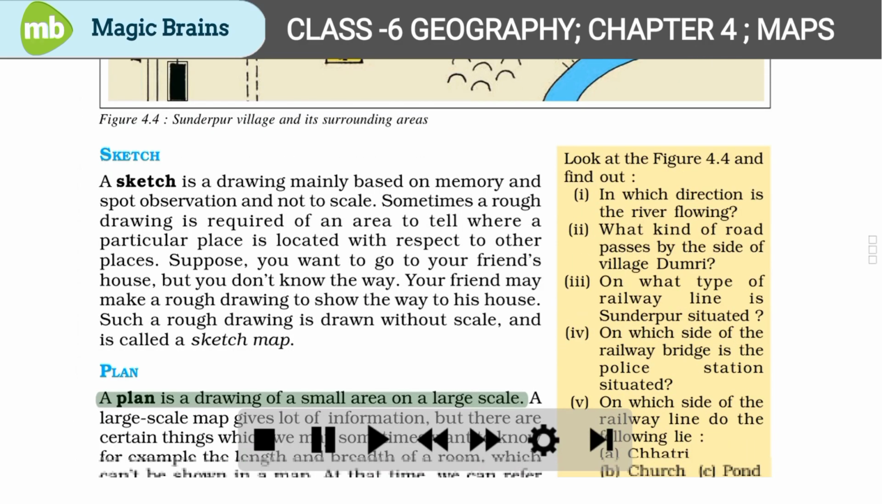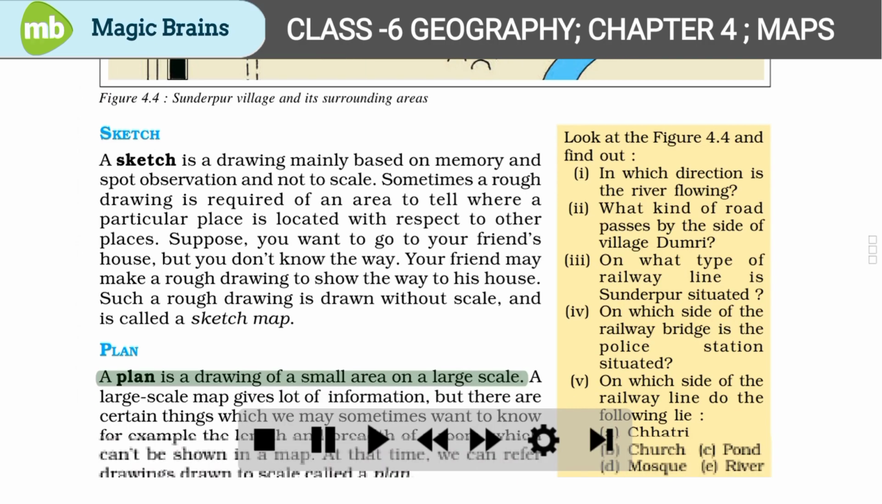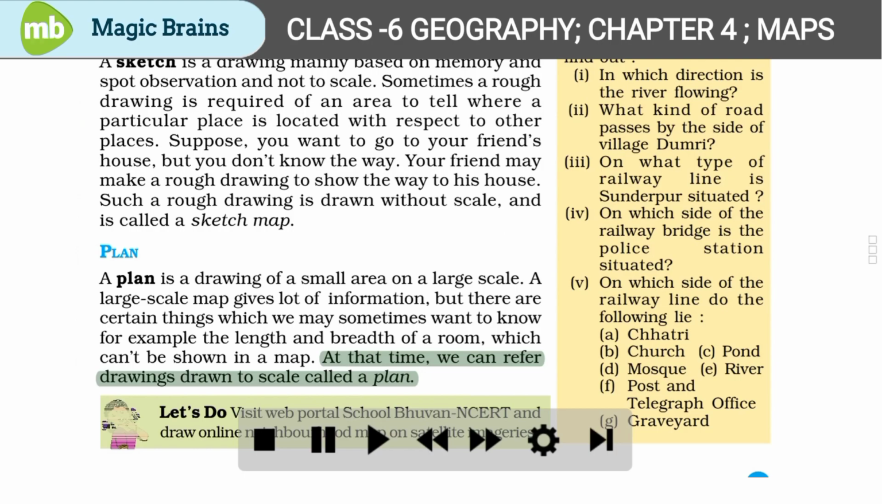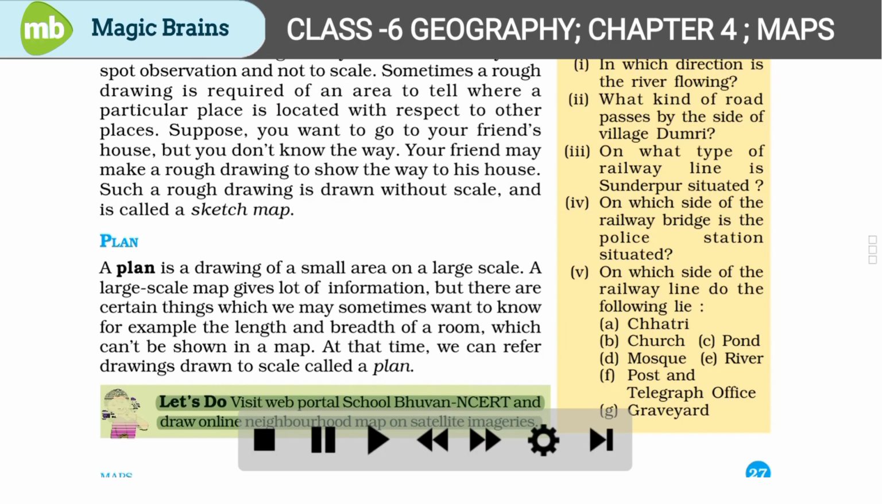Plan. A plan is a drawing of a small area on a large scale. A large-scale map gives a lot of information, but there are certain things which we may sometimes want to know. For example, the length and breadth of a room, which can't be shown in a map. At that time, we can refer to drawings drawn to scale called a plan. Let's do. Visit web portal School Bhuvan NCERT and draw online neighborhood map on satellite imageries.